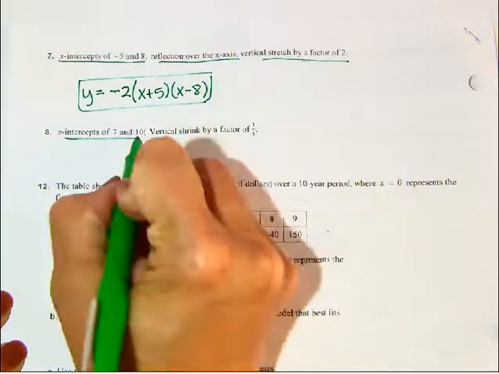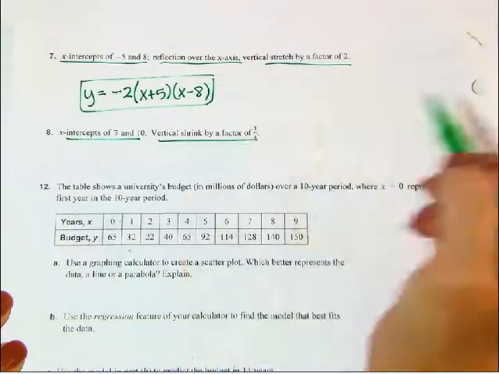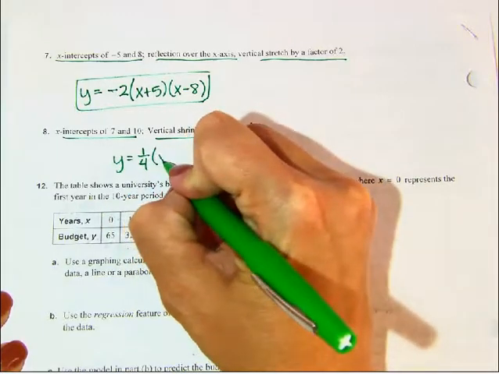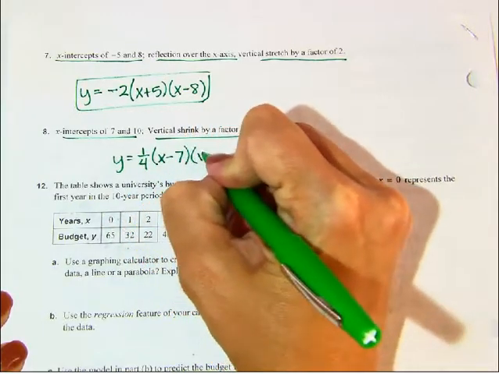Okay, here's intercepts again. So I'm going to use intercept form, and it gives me my vertical shrink. So y equals a, which is 1/4. I have an x minus 7, x minus 10.